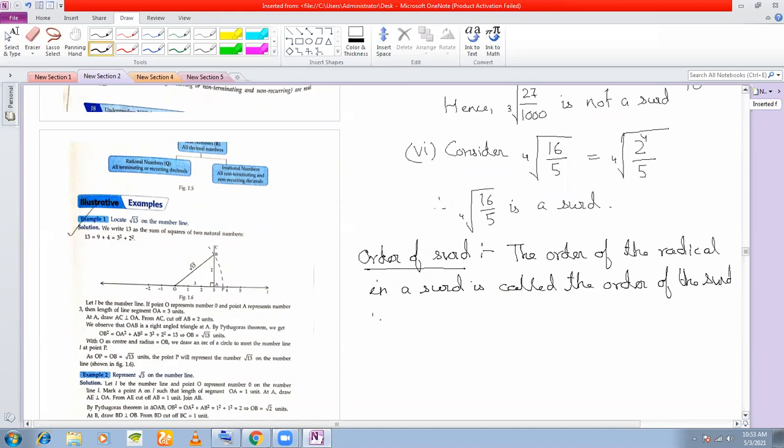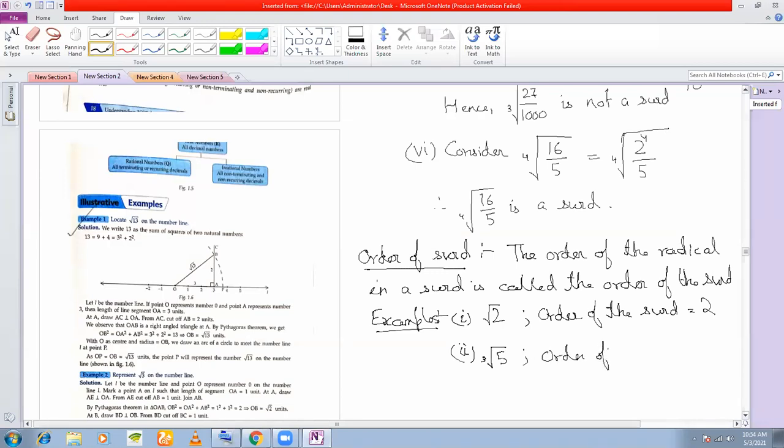Example. First, if I say square root of 2, here what is the order of the surd? It is 2, because we are talking about square root. If we are talking about, say, cube root of 5, here what is the order of the surd? It is 3, because we are talking about cube root.